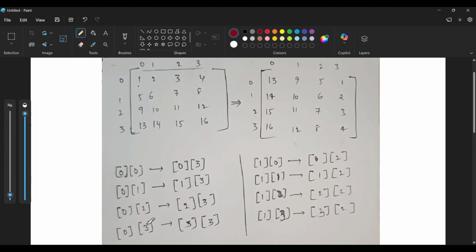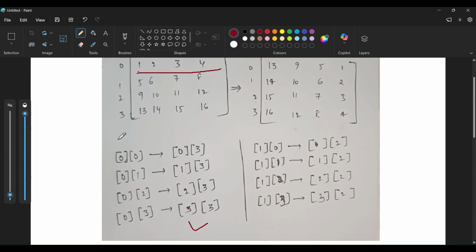Similarly, I wrote this for the first row, and for the second row let me take the element 5 at the position 1 comma 0. Now it is placed at the position 0 comma 2. And similarly, let me take the element 8. It is located at index 1 comma 3, right? That is now placed at the position 3 comma 2. 3 comma 2 means here. Okay, so by observing this we can get a pattern, which I will write.